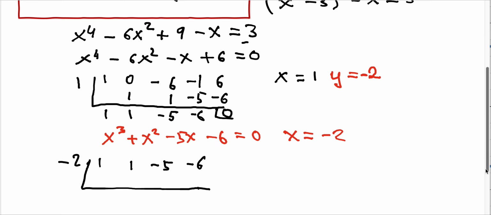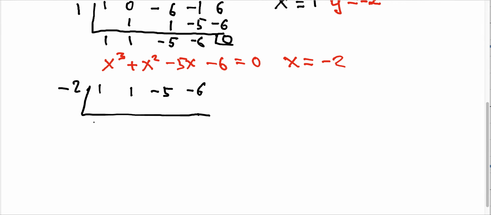And we are moving on. We are dropping here 1. Minus 2 times 1 is minus 2. And here is minus 1. Minus 2 times minus 1 is plus 2. Minus 5 plus 2 is minus 3. Negative 2 times negative 3 is positive 6. Minus 6 is 0. So what it means is minus 2 is one of the solutions.